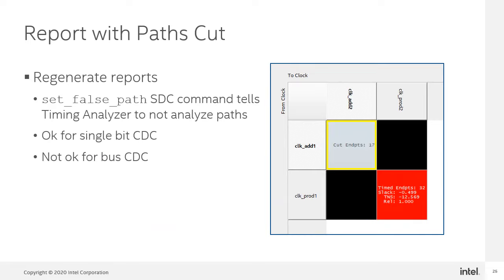I regenerated the reports after I ran the setFaultsPath SDC command. The crossing between clock add 1 and clock add 2 is now cut and not analyzed, as indicated by the gray box. As I mentioned in the previous slides, I need to consider using the setMaxSkew constraint since this path is a bus, so the setFaultsPath command is not ideal in this situation.